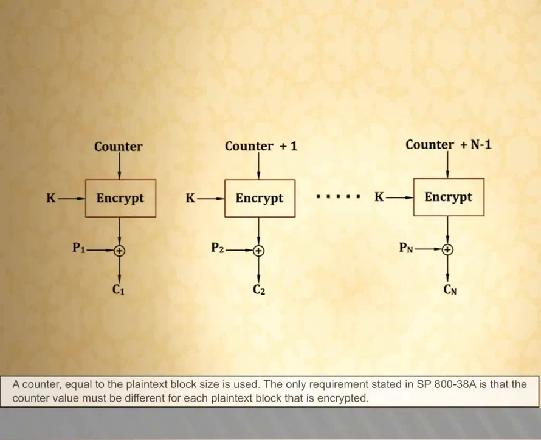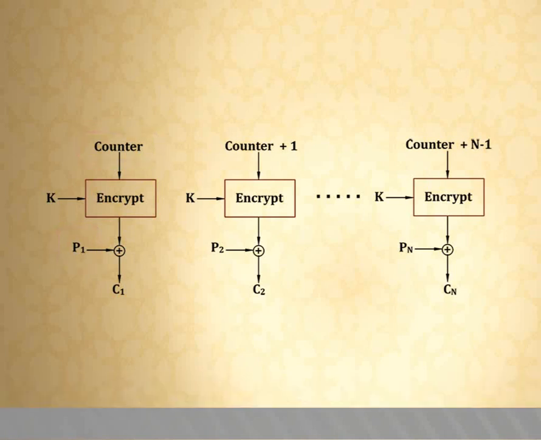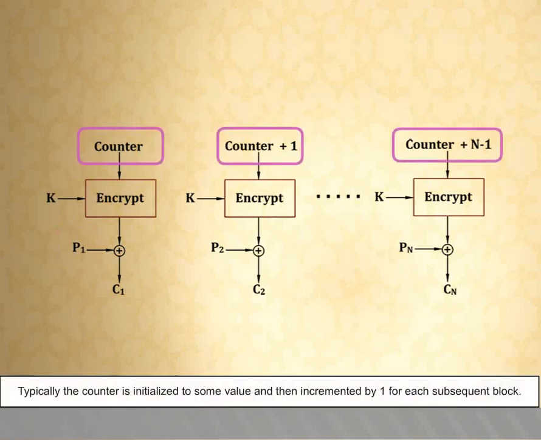A counter equal to the plaintext block size is used. The only requirement stated in SP 800-38A is that the counter value must be different for each plaintext block that is encrypted. Typically, the counter is initialized to some value and then incremented by 1 for each subsequent block.